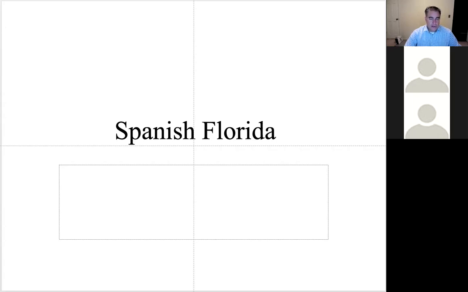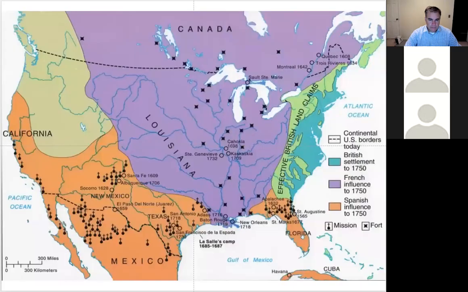I want to start off by looking at this general map of the colonial areas around the year 1750. This is a very generalized type of map from a historical textbook, and the thing I want you to look at is the Spanish influence, and that's to about the year 1750, or maybe to 1763, something like that.